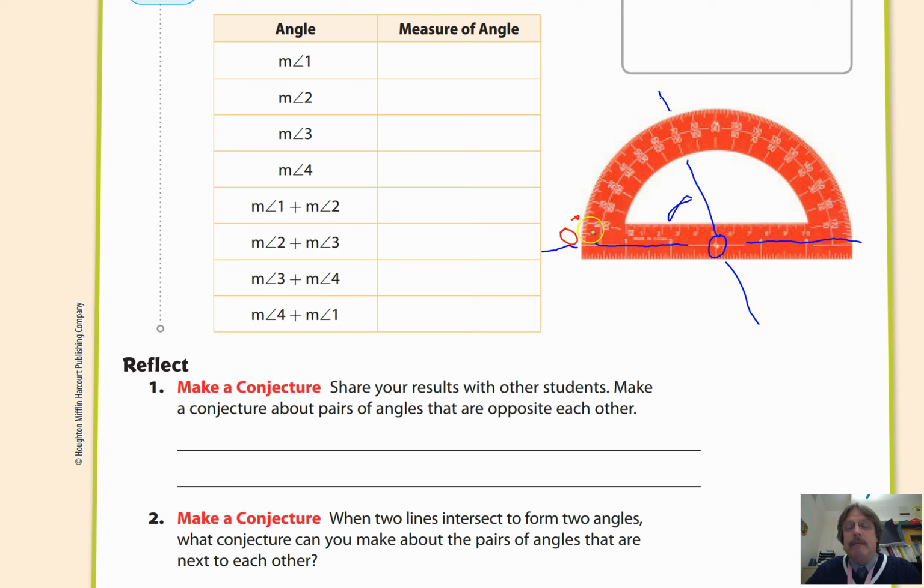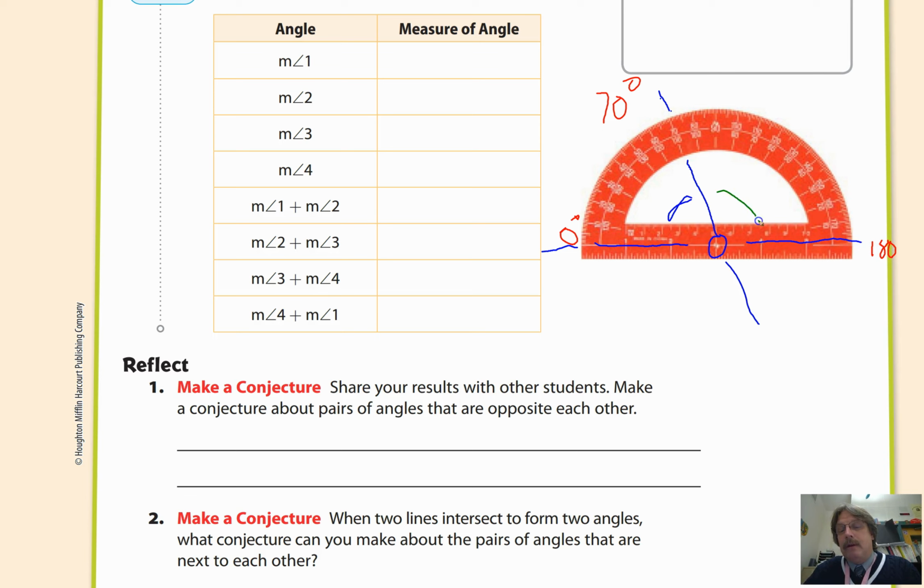This goes up, and you can barely see the numbers: 10, 20, 30, 40, 50, 60, 70. So this angle right here is 70 degrees. I read the outside scale going up, and if you continued all the way down over here, this one would be 180 degrees.